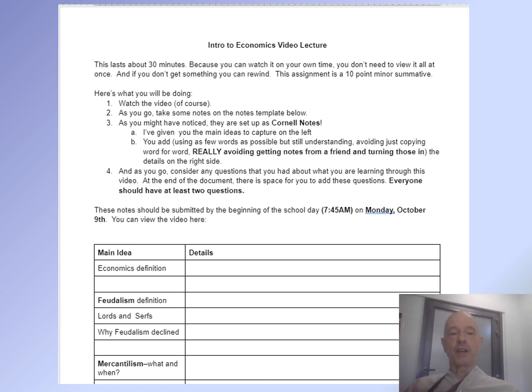So if you read the instructions as you go, take some notes. I've set up the main ideas on the left. Here on the right, you are capturing the details about it. Again, you add using as few words as possible, still showing that you get it, but you don't want to write down every single word because that's just not really a good use of your time. How can you abbreviate? How can you shorten? How can you make it quick?